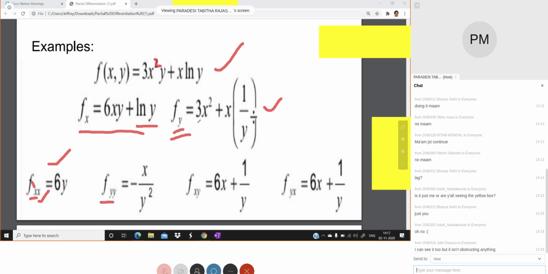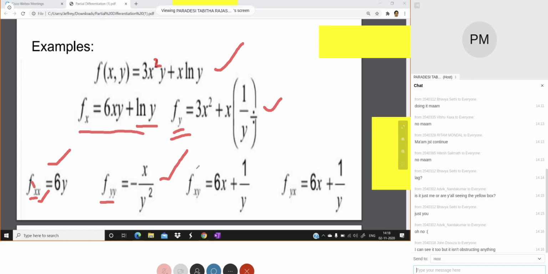Next, we'll try to find fyy, which is nothing but partial derivative of fy with respect to y. So first term has no y, so derivative of this term is 0. Second term, x is a constant, but derivative of 1 by y, all of us know, is minus 1 by y square. So that is why we got minus x by y square. Any repeat till now?